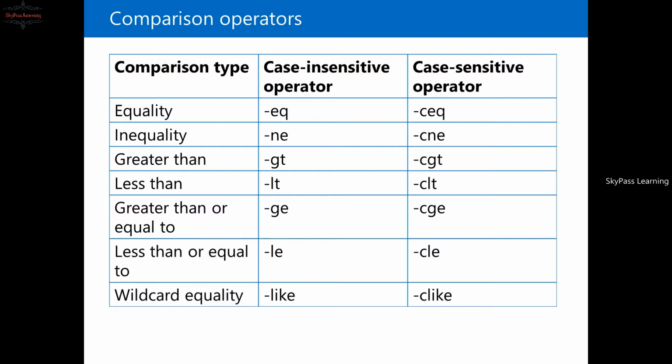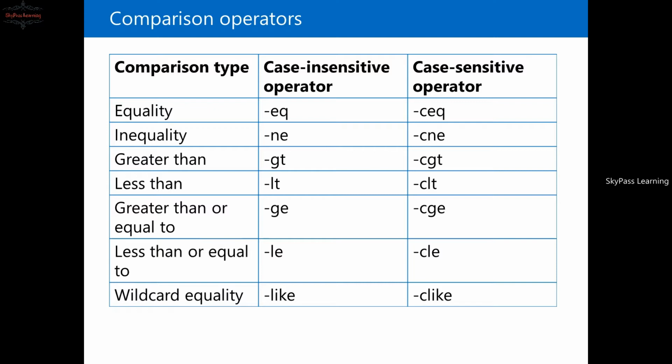If we have to check equality, normally we use an equal sign or double equal sign in most programming languages. But in PowerShell, you have to use hyphen EQ. It's also available in case sensitive versions, but that is not much recommended. You can use the insensitive one, which is more feasible and most often used. So for equal to, you can use EQ.